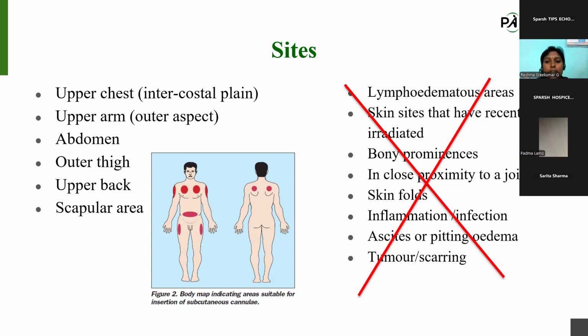If the skin site has recently been irradiated, or has any bony prominence, we will not choose it for subcutaneous injections or infusions. An area in close proximity to a joint is not suitable for subcutaneous infusion. Skin folds we should avoid. And if there is any inflammation or infection in the subcutaneous area, we will not choose it for infusions.